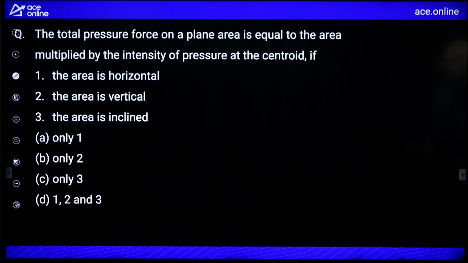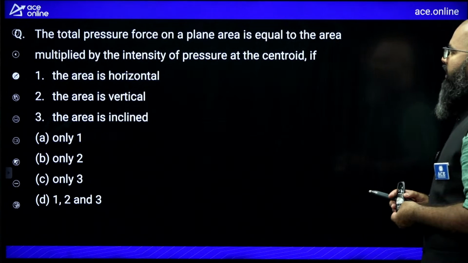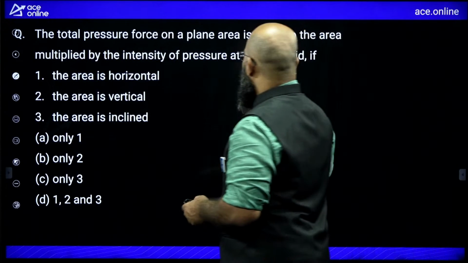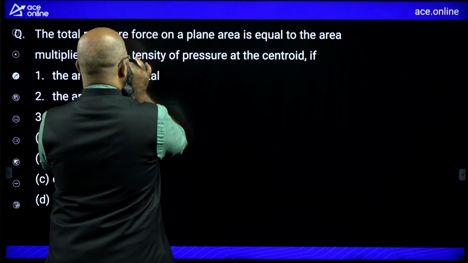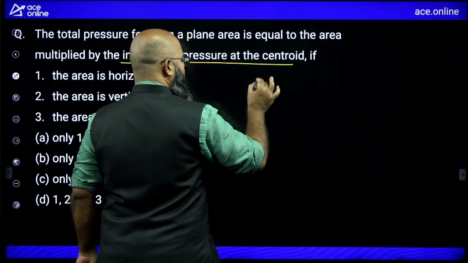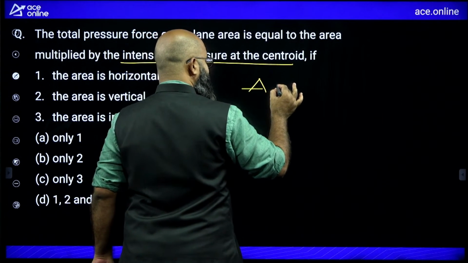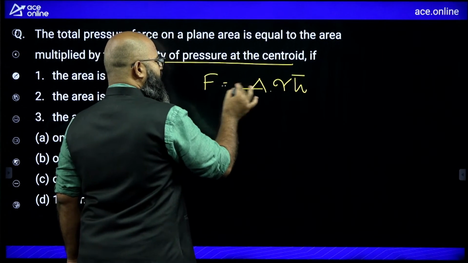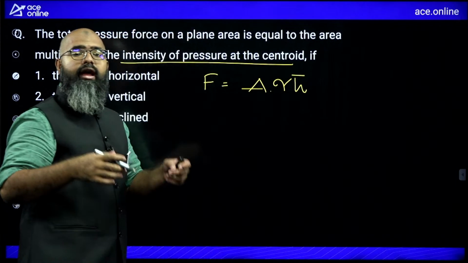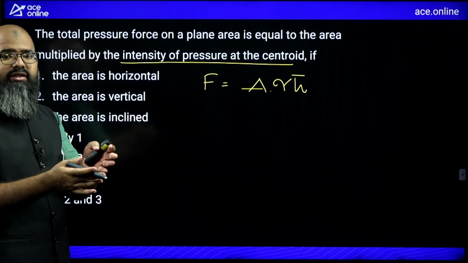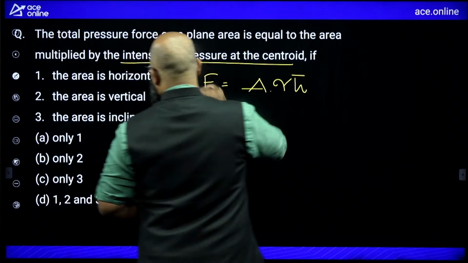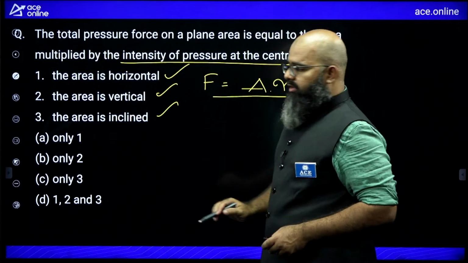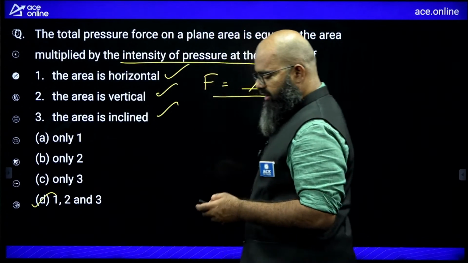The total pressure force on a plane area is equal to area multiplied by intensity of pressure at the centroid. So area into pressure at centroid is how much? Gamma times h bar. Now see, force is equal to gamma area h bar is valid for any flat surface at any orientation. So now the answer should be, if area is horizontal, vertical, inclined, in all three cases this is valid. So therefore the answer is option D over here.